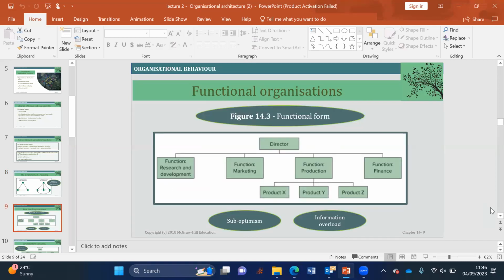Now let's look at some organizational forms. This is functional organization. Here the organization is divided based on function. So there's a director, then there's a marketing department, production, finance, research. It's based on departments, and the departments are based on the functions that they do.